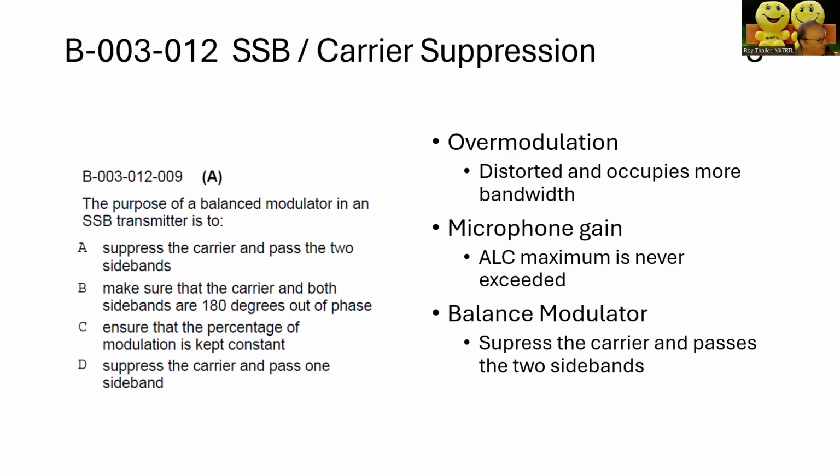What is the purpose of a balanced modulator in a single sideband transmitter? So here the balanced modulator suppresses the carrier and passes on the two sidebands.